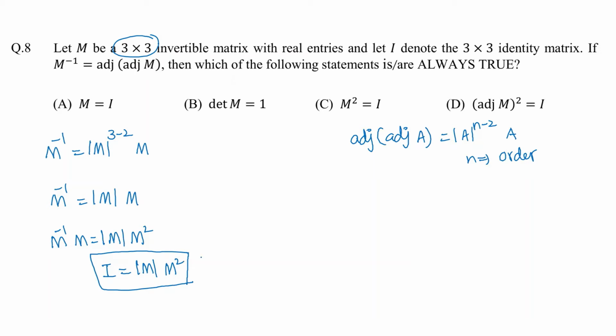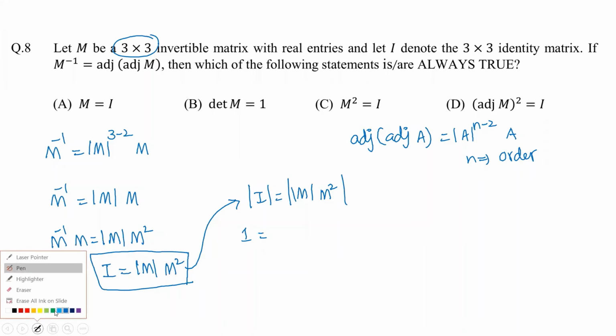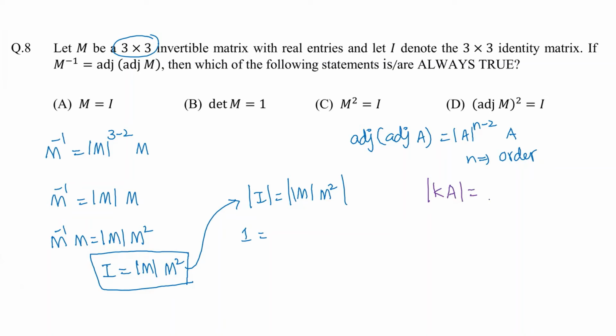So now proceed further. If I take the determinant of this one, what are we going to get? So determinant of I, taking that one, is going to be det M into M square. So now here another property that we are using. Determinant of I is going to be 1, but now we need one more property to find out what will happen to the right hand side. So here we are going to use another property, that one is going to be determinant of kA, where k is going to be a constant. This one is actually going to be k raised to n into det A, where again n is going to be the order of the matrix here.